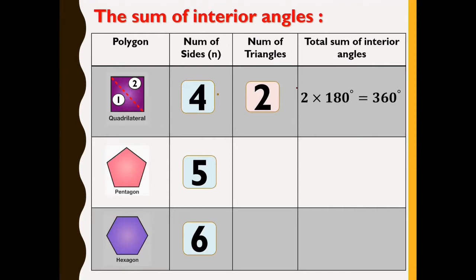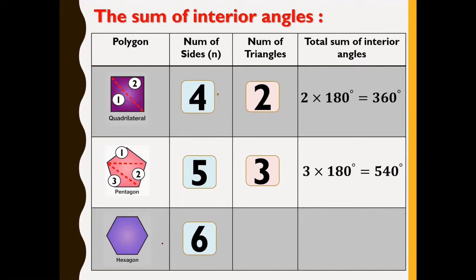Let's proceed to the next one, the pentagon. If I cut my pentagon like this, it will form 1, 2, 3 triangles. So a pentagon is formed by 3 triangles. As we know, for one triangle the sum of the interior angles is equal to 180 degrees, so we have to multiply by 3. So we will get 540 degrees.